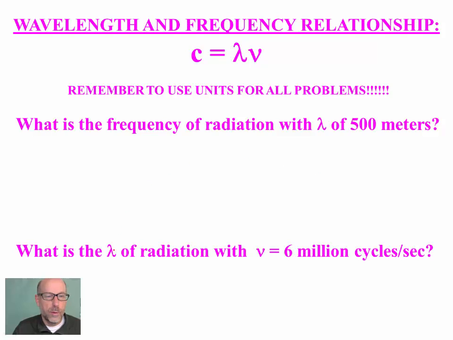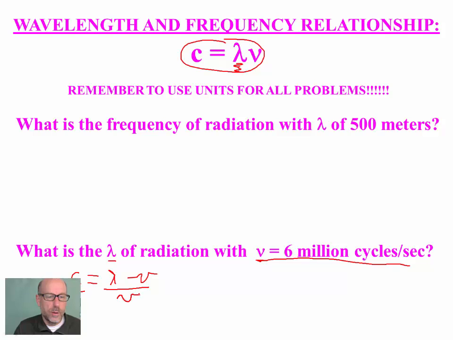Let's take a look at the next problem. What is the wavelength of radiation with a nu, a frequency of 6 million cycles per second? We have lambda and we have nu, and we know our equation up here is c equals lambda times nu. And so we have to solve for lambda this time. So we'll use approximately the same procedure. We want to solve for lambda, so we want to get lambda by itself, wavelength by itself. That means we have to get rid of nu. So let's put nu down here and divide it. Do the same thing to both sides of the equation. Nu will cancel on the right, and that leaves us with lambda equals c over nu.